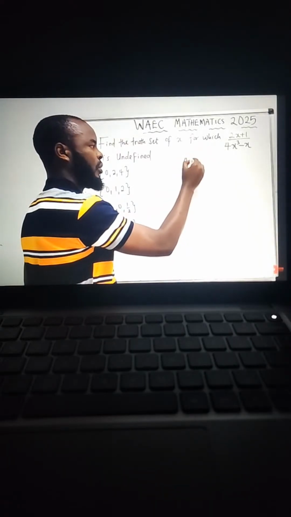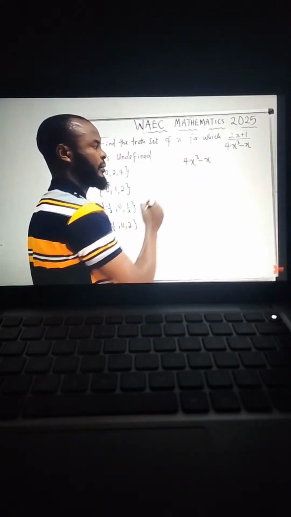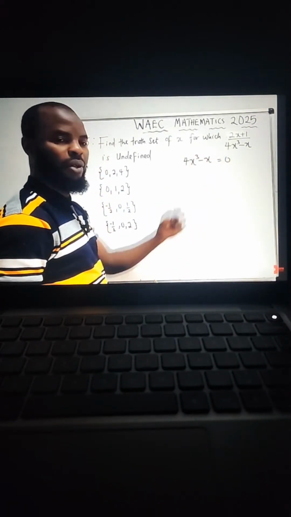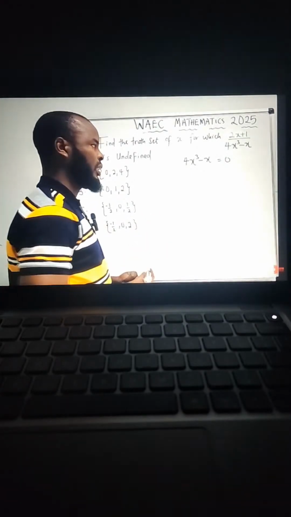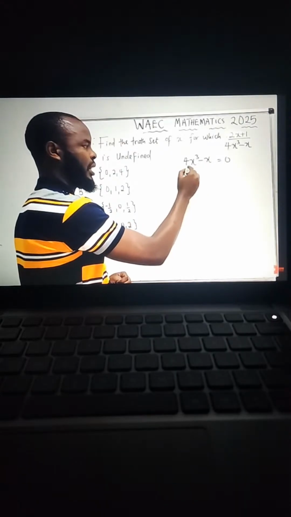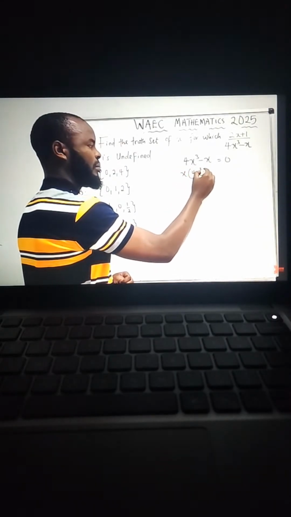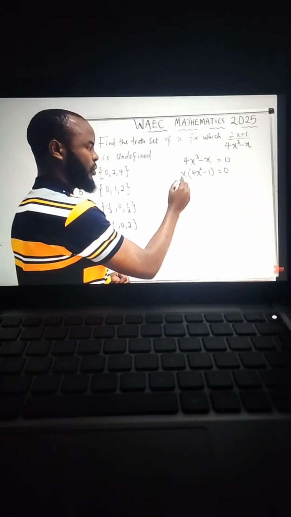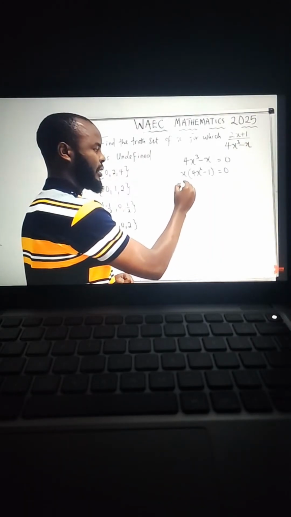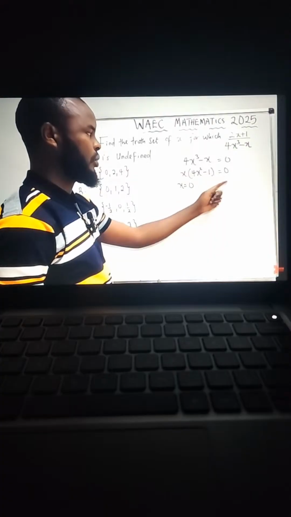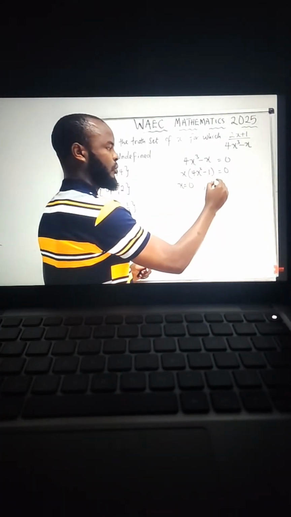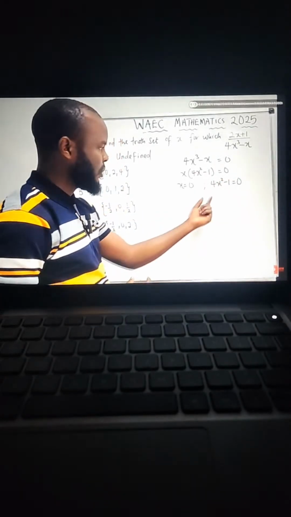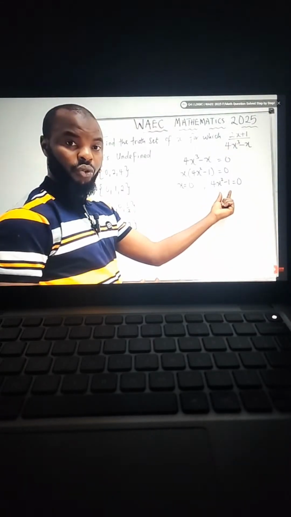And now we have 4x cubed minus x equals 0. Now to do this, here we're having x to the power of 3. That is, we need 3 solutions. Now to get that, let's factorize x out. Here we have x times 4x squared minus 1 equals 0. So the first solution we have is that x equals 0. And also we have 4x squared minus 1 equals 0. And we can simplify this further to also get the remaining 2 solutions.